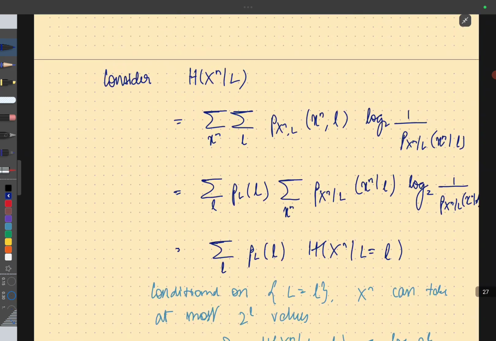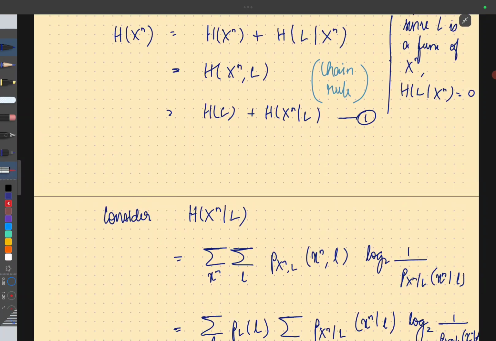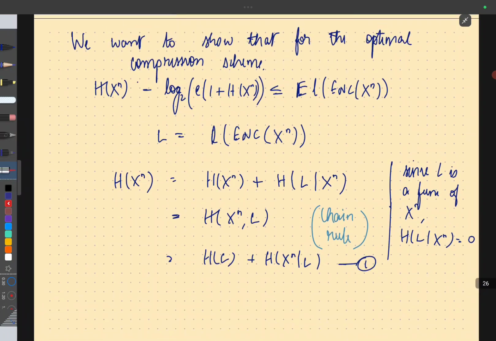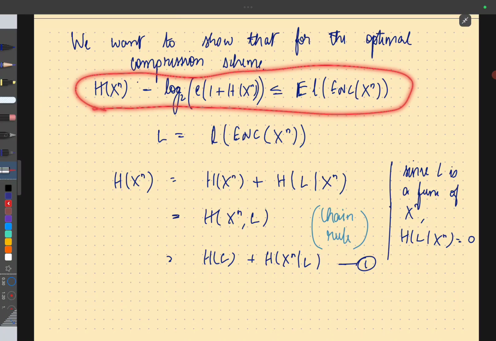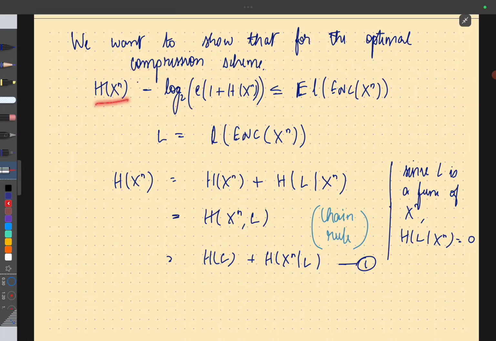Right? That's good because now we have one of these terms, H(L). We showed that this is less than or equal to the expectation of L. Let's think back about what we want to show eventually. To prove this, we already now have two terms. We have this term and this term.